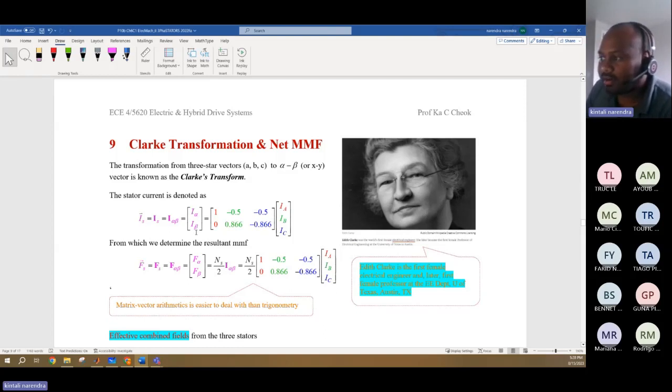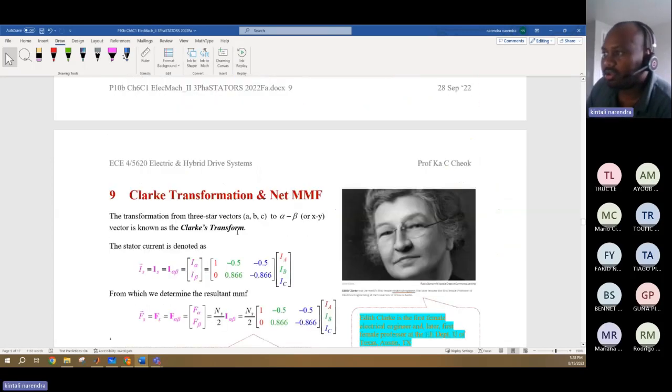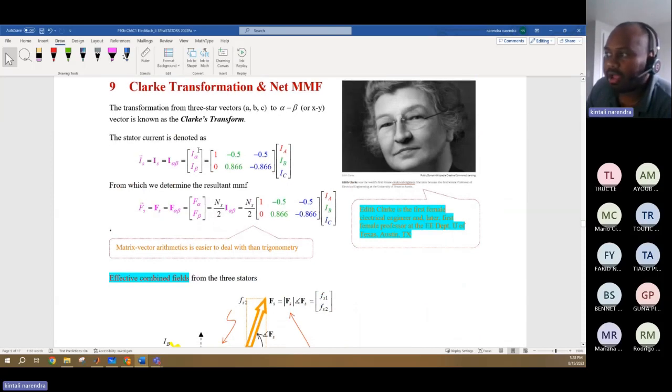How do you find this I alpha and I beta? By multiplying IA, IB, and IC with the matrix called the Clark transformation matrix. See, IA is multiplied by 1 and 0. IB is with minus 0.5, 0.866. IC is multiplied by minus 0.5 and minus 0.866. Once you multiply that, you will have I alpha and I beta. I alpha and I beta will determine the resultant magnetic field of this rotor.